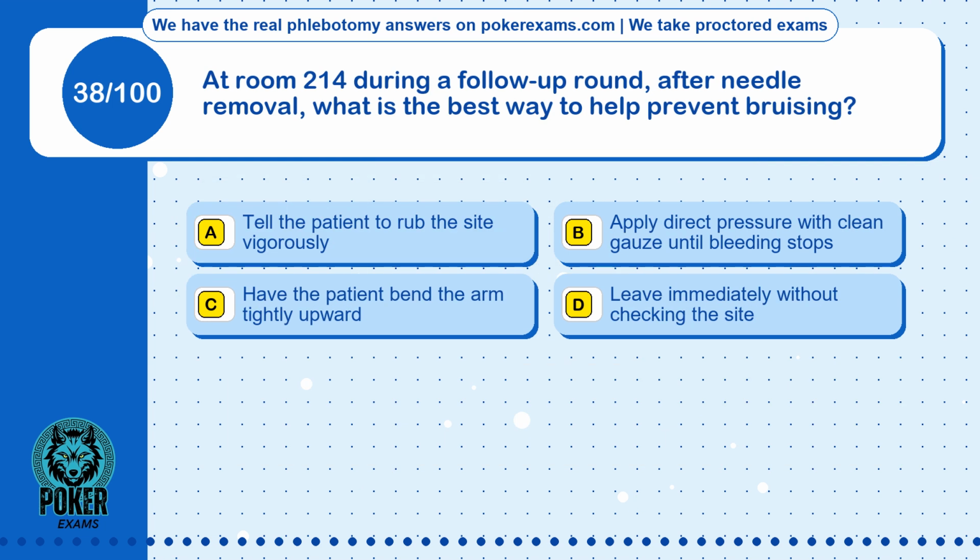Question 38. At room 214 during a follow-up round, after needle removal, what is the best way to help prevent bruising? Option A. Tell the patient to rub the site vigorously. Option B. Apply direct pressure with clean gauze until bleeding stops. Option C. Have the patient bend the arm tightly upward. Option D. Leave immediately without checking the site.